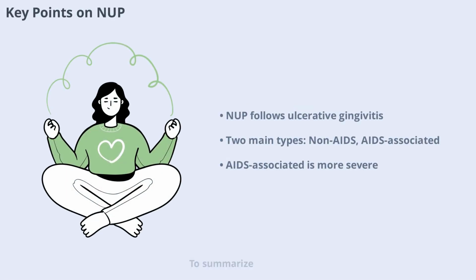To summarize, necrotizing ulcerative periodontitis results from the extension of ulcerative gingivitis into deeper periodontal structures, causing attachment and bone loss. It's classified into non-AIDS and AIDS-associated types. The non-AIDS type follows repeated NUG episodes, while the AIDS-associated type is more severe, with extensive tissue and bone destruction. Recognizing these differences is essential for accurate diagnosis and effective treatment planning.